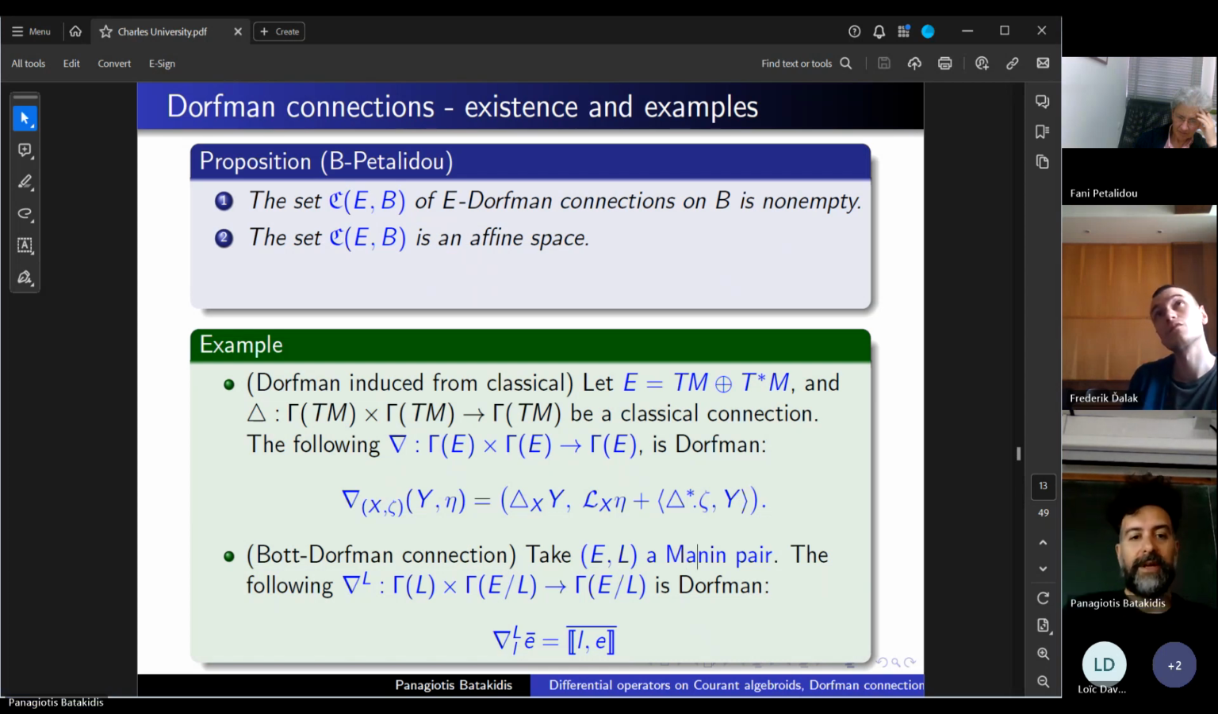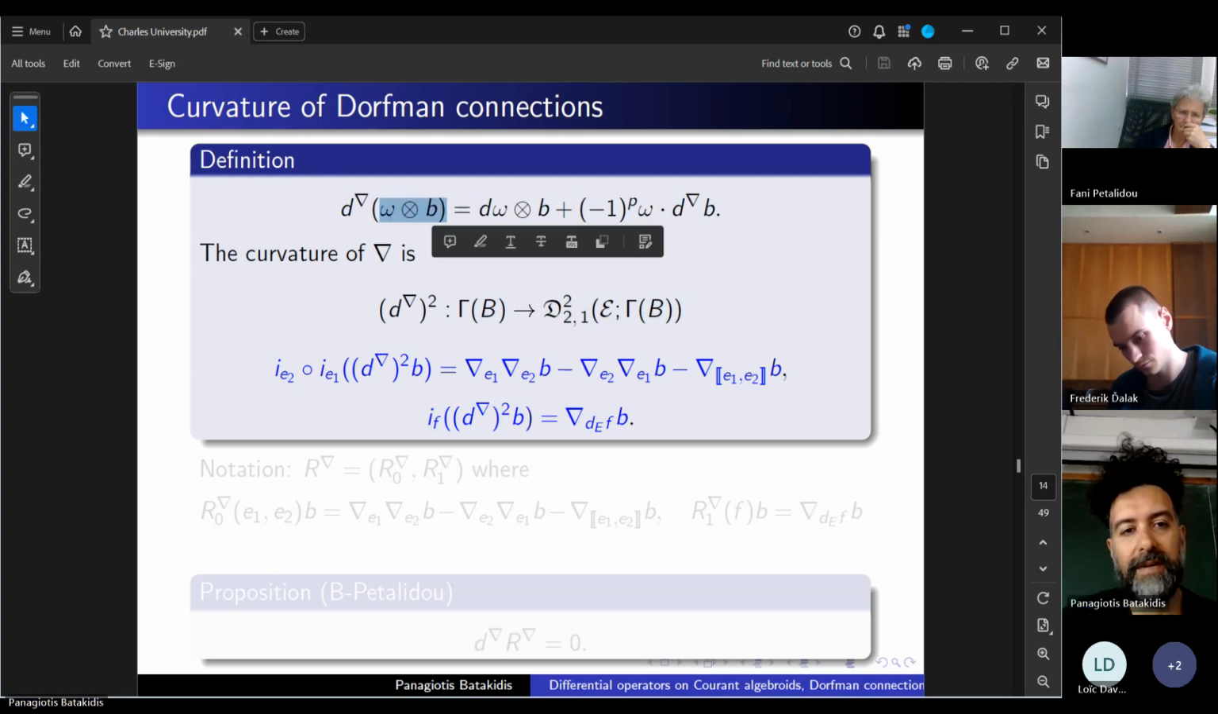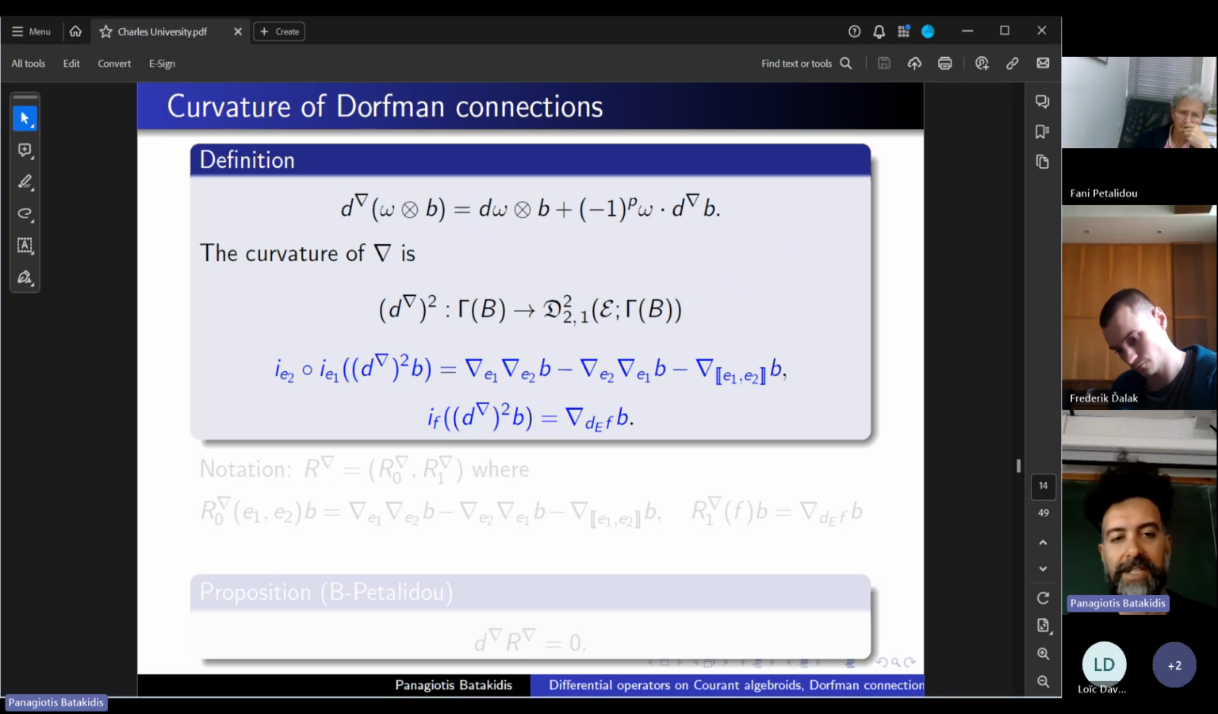All right. So okay, let me change this slide. So you have defined what a Dorfman connection is. Then you ask yourself, what about the curvature? Is it making sense? What kind of identities are true? And the truth is that there is a derivative that you can define, taking multiples. It satisfies the same Leibniz identity as you would expect. See, here I'm taking a product of omega with B. B is a section of my pre-dual vector bundle.